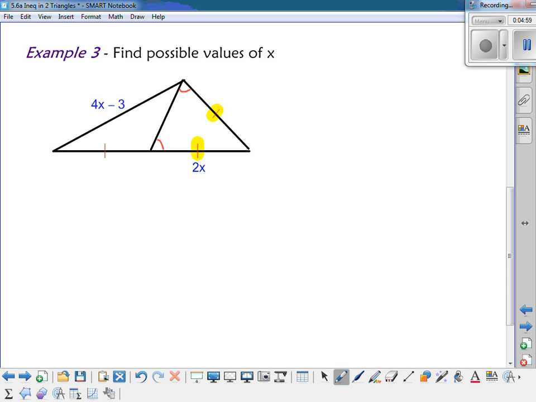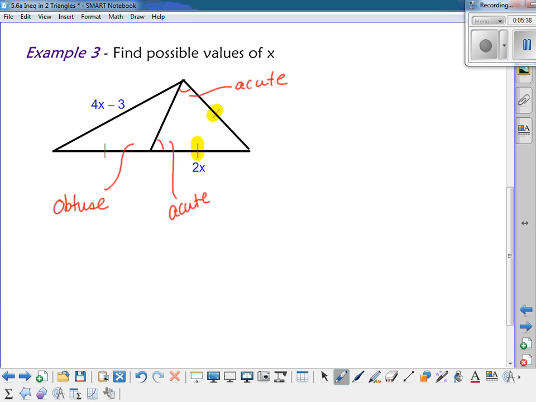Well, I can only have one obtuse angle in a triangle. Because I've already got two acute angles, or two angles that are congruent, I know that this angle here would have to be acute, because there's no way I can have two obtuse angles in a triangle. If that angle is acute, then this angle is also acute here. And since I have a linear pair down on the bottom, if the angle on the right is acute, then that means this angle has to be obtuse.